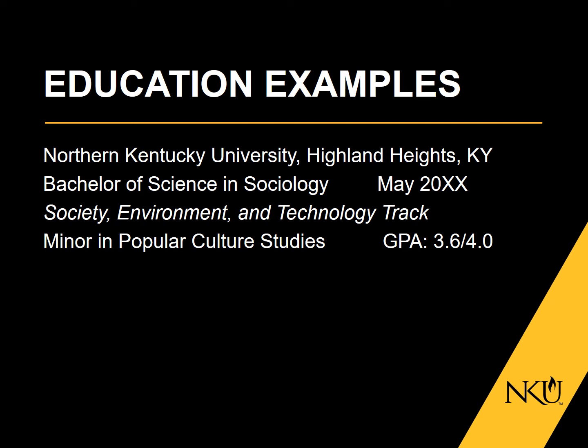Within this section, you should include the name of the school as well as its city and state. In this case, Northern Kentucky University, Highland Heights, Kentucky. You should abbreviate the state to 2 capital letters. Next, you need to include the name of your degree, so Bachelor of Science in this example. You will also include the name of your major, Sociology, and this can be included on the same line as your degree or below it. Finally, you need to include the month and year that you graduated or that you expect to graduate.